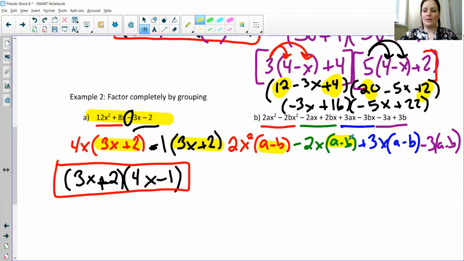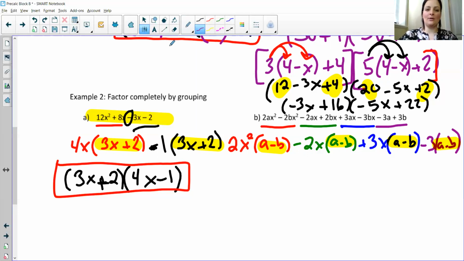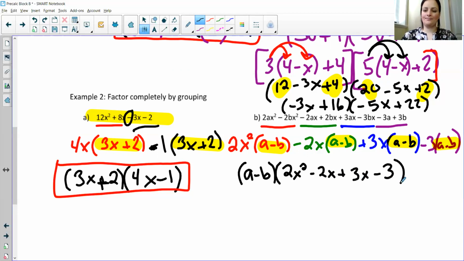There wasn't an a and a b in every single term in that first expression, the original expression, but there is an a minus b in every term. And so that means that we can factor out that a minus b from every single term. And what's left is a 2x squared minus 2x plus a 3x minus 3.